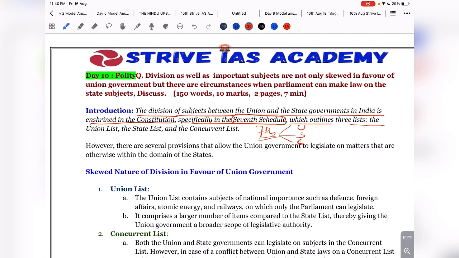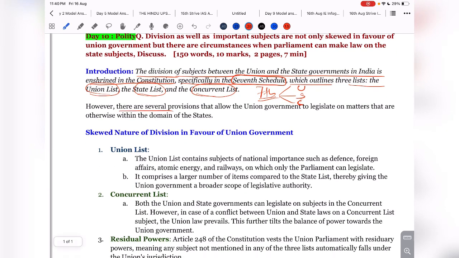However, there are several provisions that allow the union government to legislate on matters that are otherwise within the domain of the states. Apart from the division of subjects, there are instances when Parliament can make law on a state subject.